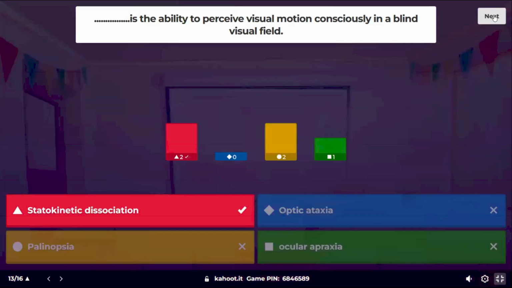Yes, I didn't write Riddoch phenomenon, but the other name for it is statokinetic dissociation. They can't see stationary objects, but they can see moving objects. All right, thank you for those who answered correctly. And if you want to take your knowledge to the next level, for any of these you should know the meaning and what the lesion is, how you would check for it, or how the patient would describe it.